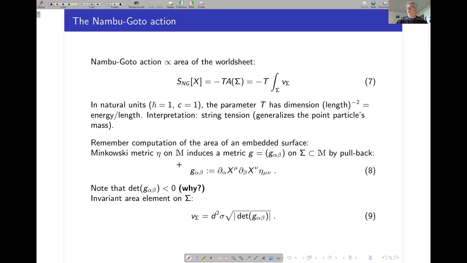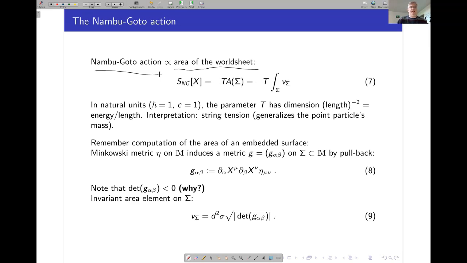Now, our first question is what kind of action principle we should use for a string. The natural idea is to just generalize what we see worked for the particle. For the particle, it was the length of the world line, or as we call it because it's a time-like curve, the proper time, which was extremized. And the natural generalization is to say we take an action which is proportional to the area of the world sheet of the string. This is called the Nambu-Goto action.